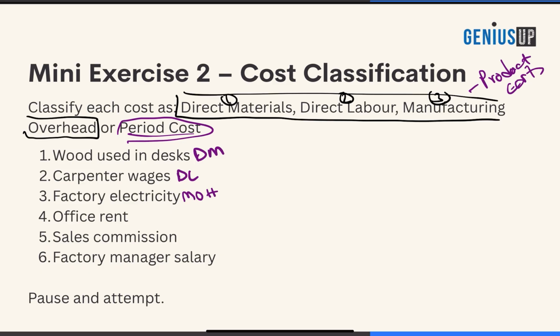So this one we can say it's a period cost. And we're saying it's a period cost because it's not a factory rent, it's office rent, meaning it's more on the admin building and stuff like that, and not involved in the production process. So it's not a factory cost.